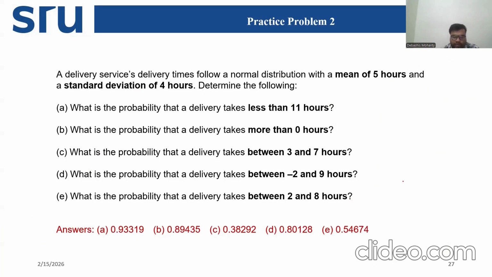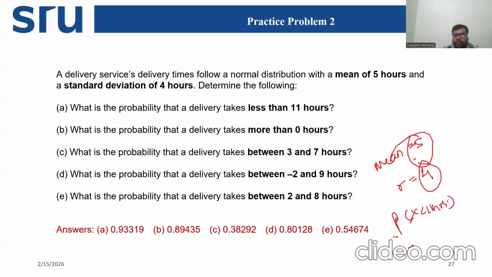Less than 11 hours means the mean is given, that is 5, and the standard deviation is given, 4 hours, right? You need to calculate the probability that x is less than 11 hours. For that we need to calculate the z value: 11 minus 5 divided by 4, that is 6 divided by 4. I am giving this hint for you, and that is the way you have to solve it.